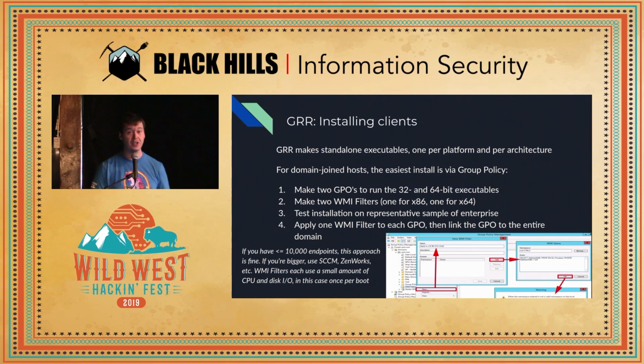The easiest install by far is group policy. Make 2 group policies, one for 32-bit Windows machines, one for 64-bit Windows machines. Make 2 WMI filters, one for 32-bit, one for 64-bit. Don't cross those streams. Have the WMI filter saying that, link to the domain root. If it's a 32-bit system, run this binary. If it's a 64-bit system, run this binary, the 64-bit version.